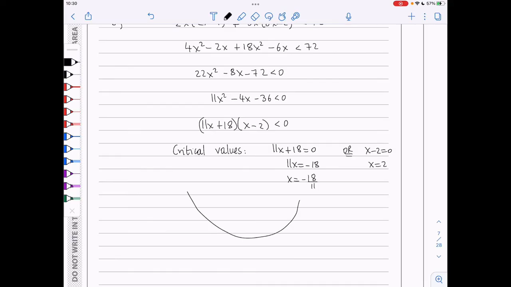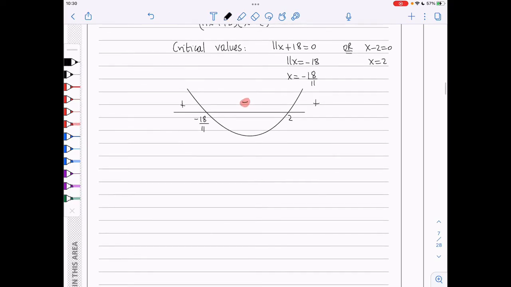Now, I will draw my parabola. It's a smiley face because if I expand the original thing, it has a positive coefficient for x squared. This is the minus 18 over 11. This is the 2. It goes plus, minus, plus. We want to be less than 0, so I want to be here. So my answer to part B should be minus 18 over 11 less than x less than 2.